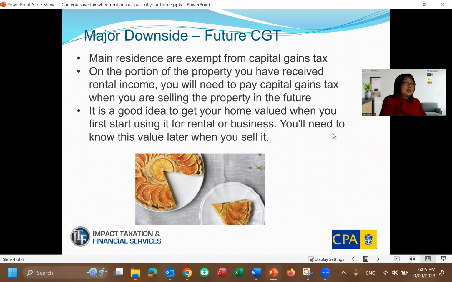Because of this, it's a good idea to get your home valued when you first start using it for rental or for business purposes. You need to know this value later when you sell the property.